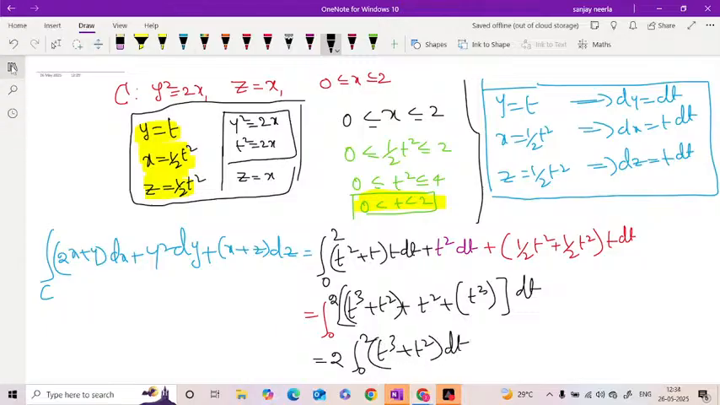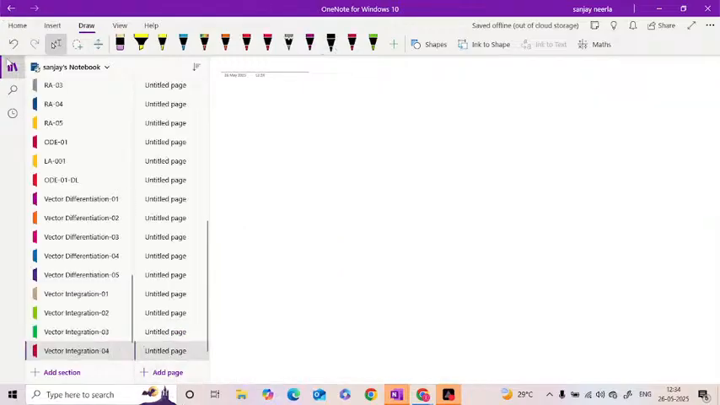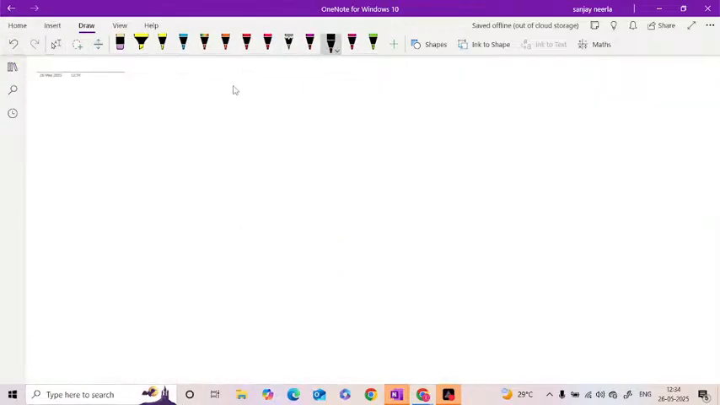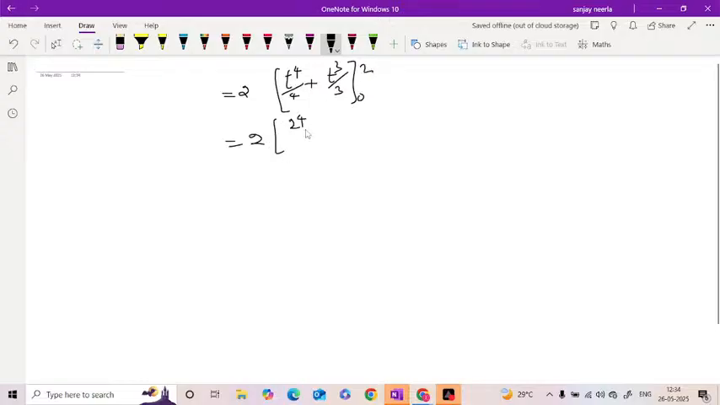Now after doing the normal integration, 2 into the integration of t cube, t power 4 by 4, plus the integration of t square is t cube by 3. Limits from 0 to 2. Upper limit is 2, so 2 power 4 by 4 and 2 power 3 by 3. Lower limit 0, that is entirely zero.